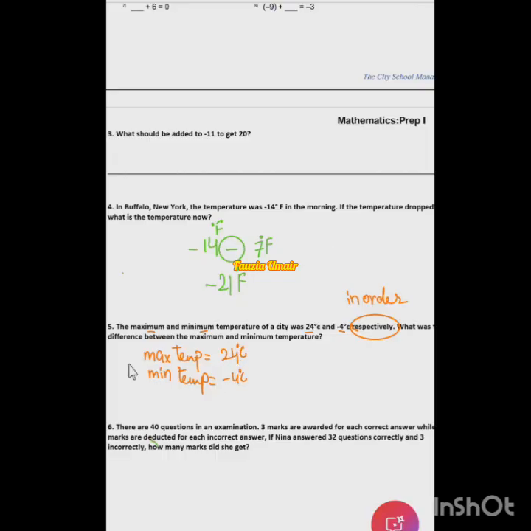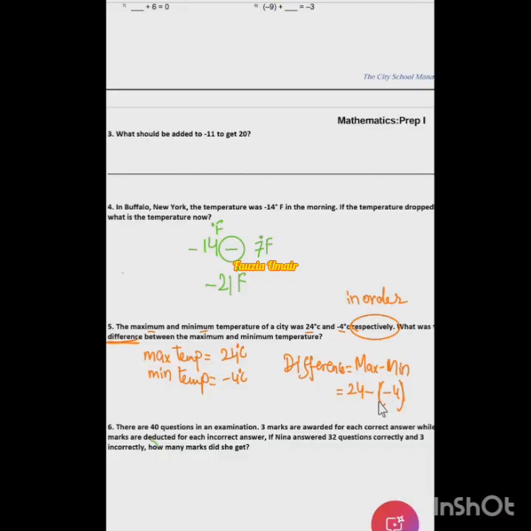So now we need to find out the difference. The word is also there, difference. So how can we calculate the difference? Ma'am, we have to take the bigger value minus the smaller. So 24 Celsius minus the maximum, minus 4 Celsius. So 24 minus minus 4. One minus is for the sign here and one minus is the sign with the temperature.